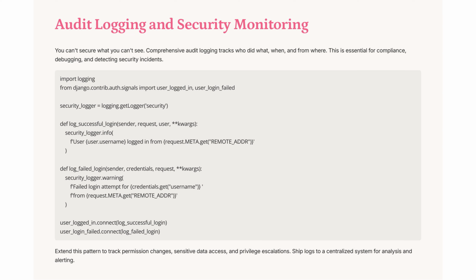Comprehensive audit logging is crucial for security and compliance. Use Django signals to log successful and failed login attempts, capturing user details and IP addresses. Extend this to monitor permission changes and sensitive data access. Centralize logs for analysis and alerting, ensuring you can detect and respond to security incidents effectively.